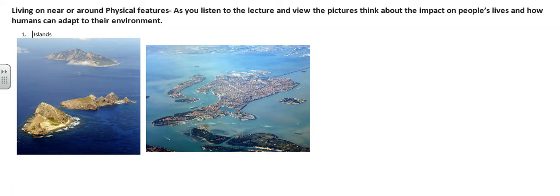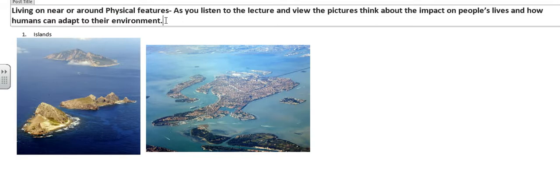Hello, freshmen. Here we are, in which we're going to take a look at specific geographic features, physical features around the world. But specifically for this particular assignment, we're going to look at the generalities that we can make when we look at different parts of the world and the different physical features, and how humans can adapt to their environment and how their environment can impact their lives.